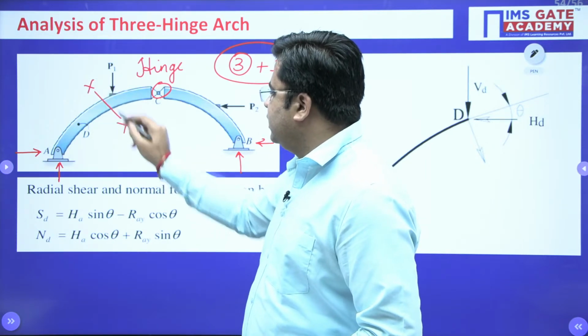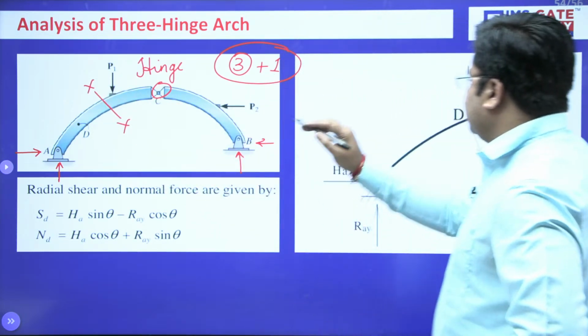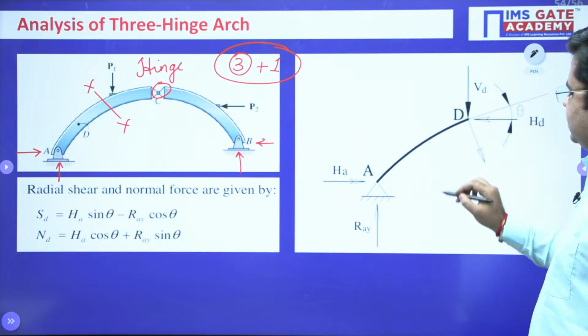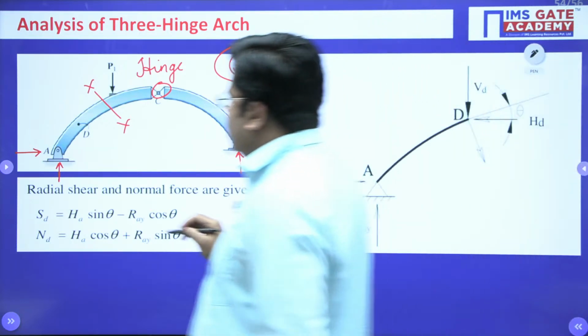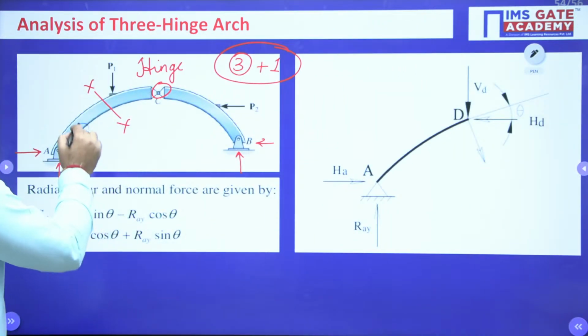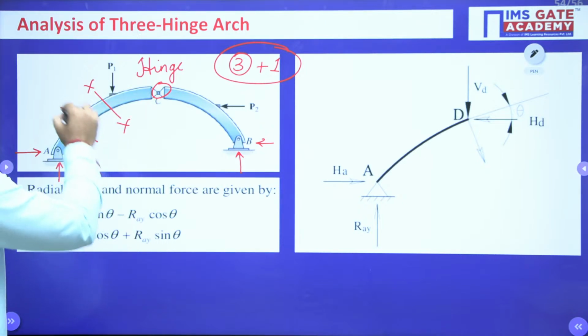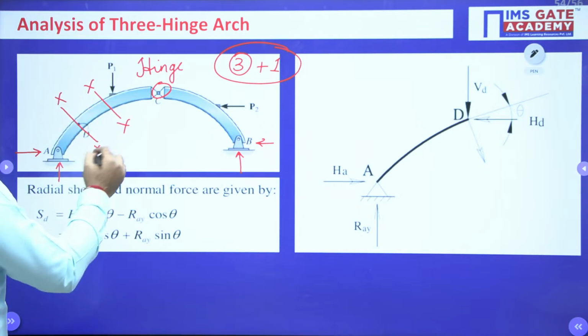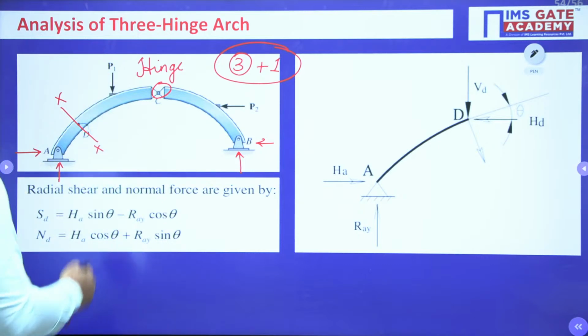arch like this, due to this general loading, the section of this arch will look like this. This is my point D. Here the point D is here. So let me take a section like this, section XX. This is my section XX, right?